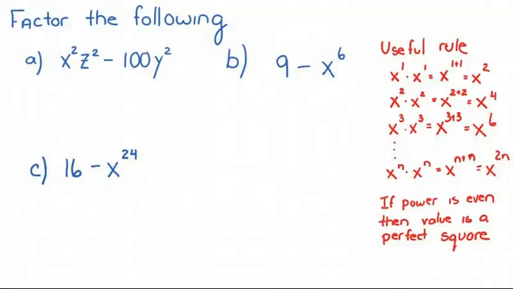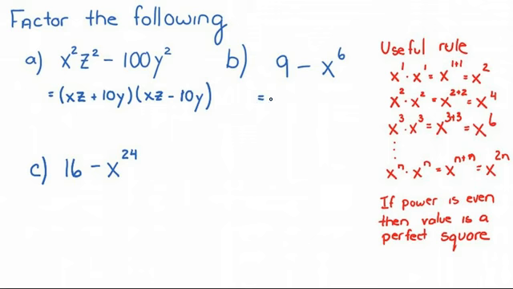In this video, we're going to look at a couple more challenging examples that involve difference of squares. Let's start with a. What we notice is we have x squared, which is a perfect square, z squared, which is a perfect square, minus 100, which is a perfect square, and y squared, which is a perfect square. So I can factor this to say xz plus 10y times xz minus 10y, and I'm done.